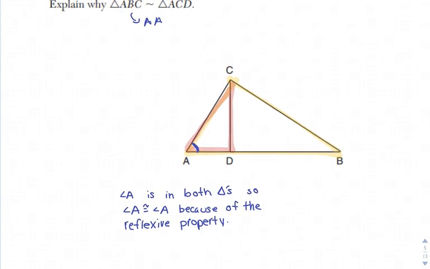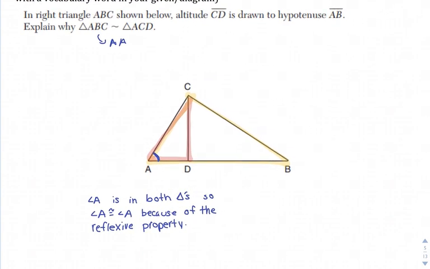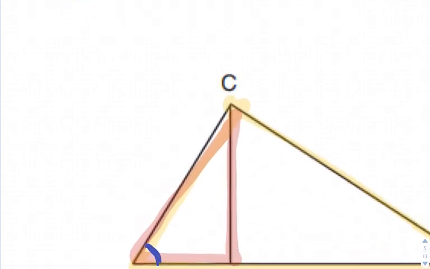So we got one angle out of the way. Next, I'm going to take a little hint at these words up here. So altitude CD and hypotenuse AB. Altitude is a perpendicular line, and hypotenuse is always across from a right angle. So remember, altitude's telling you there's a right angle, hypotenuse is telling you there's a right angle. So there's a right angle at C, I'm going to call that angle 1, and there's a right angle down here because it's an altitude. So I'm going to call that angle 2.